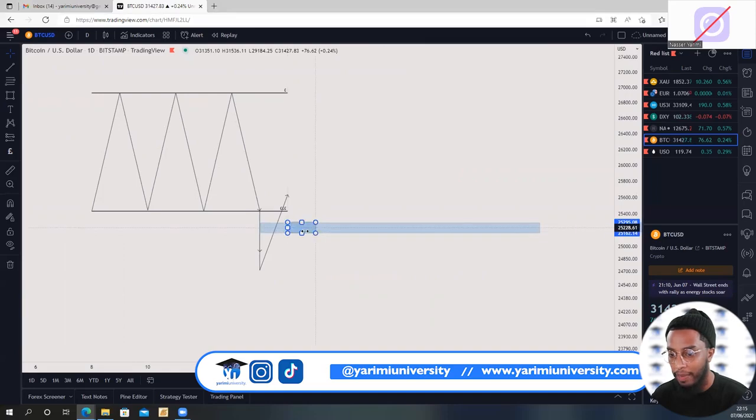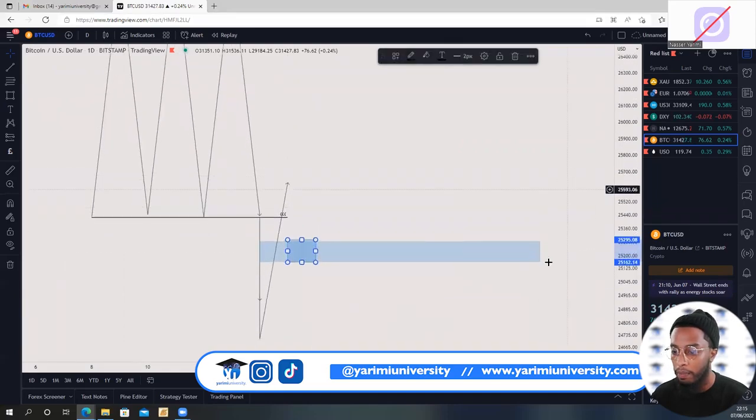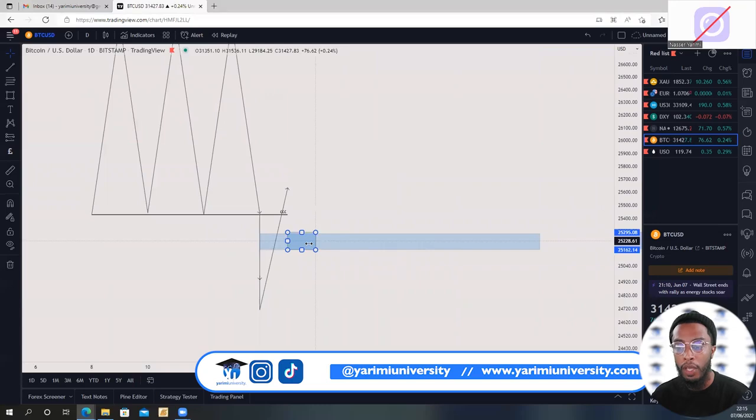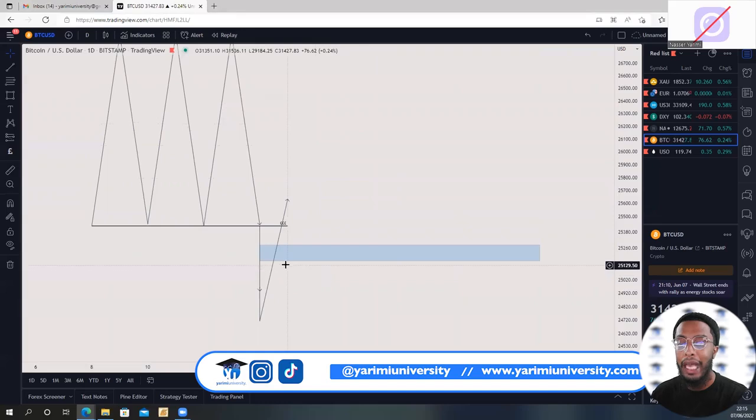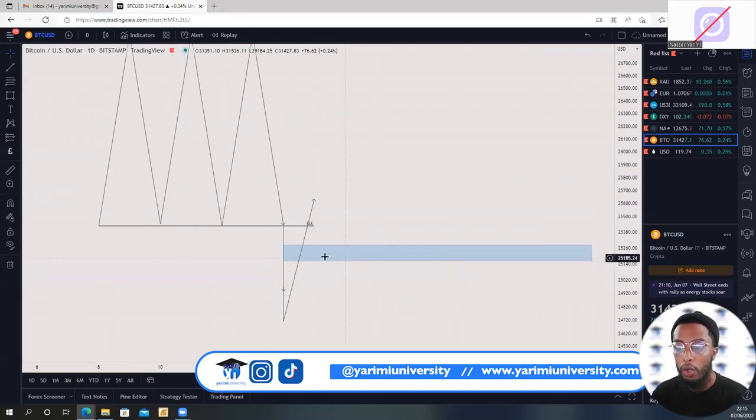I'm not sure if it's gonna let me draw it accurately. You guys know, okay? Just from the previous video when we marked out supply and demand zones and the engulfing candles, that's what we're looking for here. Okay, we are looking for the engulfing candles here. We're looking for order blocks right here, okay?